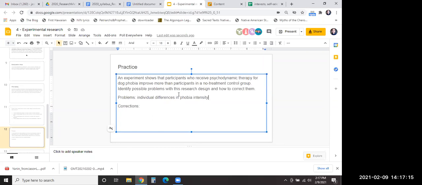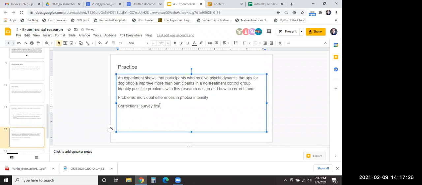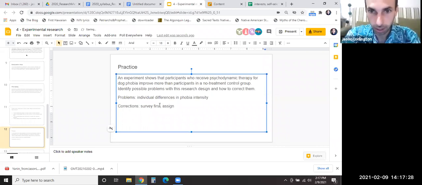Perhaps can we let them do like the survey first? Very good. Like rate the students. Correction: survey first. Assign in a balanced fashion.